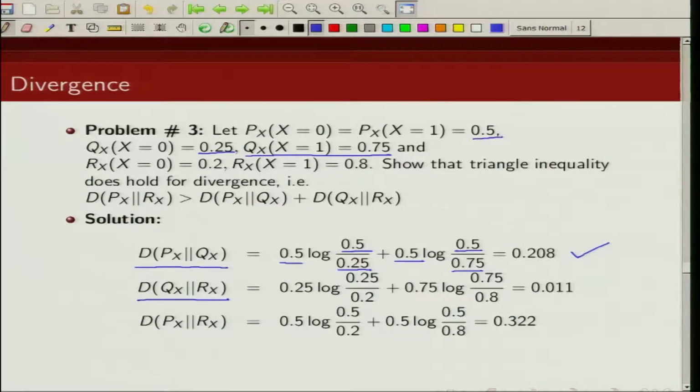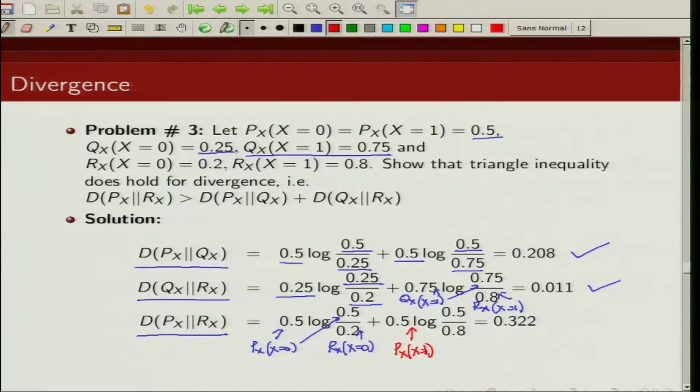Now to find the divergence between q and r, this is the probability of q at x being 0 and r being 0. Similarly, this is q of x, x equal to 1, this quantity, and this is r of x, x equal to 1, that is this quantity. This follows exactly from the definition of divergence, and similarly we can find the divergence between p and r. That is basically p of x, x equal to 0, the same quantity, over r of x, x equal to 0, and p of x, x equal to 1, the same thing, over r of x, x equal to 1.